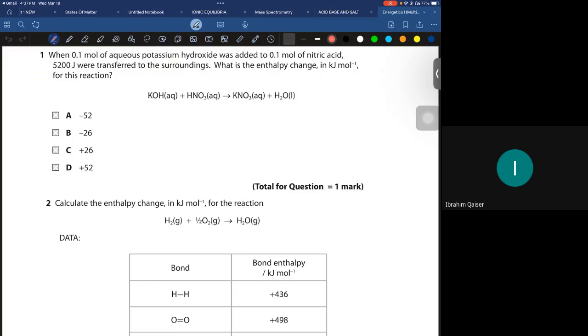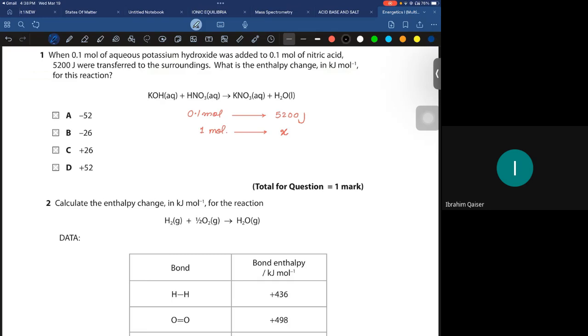I would say this much energy is released through 0.1 mole. How much would the energy be if I have 1 mole? Because they are asking per mole, per mole means 1 mole. So first of all, you have to cross multiply this.